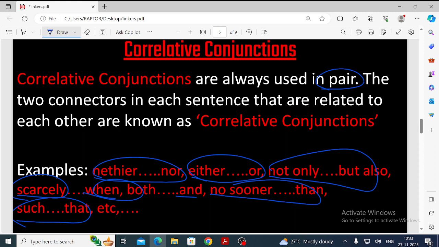Correlative conjunction means it is always used in a pair, like neither nor, either or, not only but also, scarcely when, both and, no sooner than, and such that. And then here we have an example.